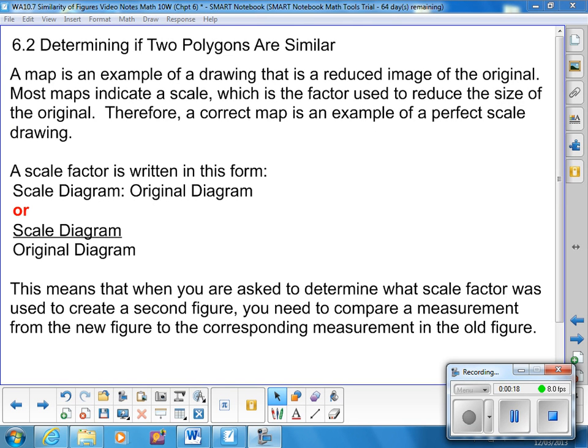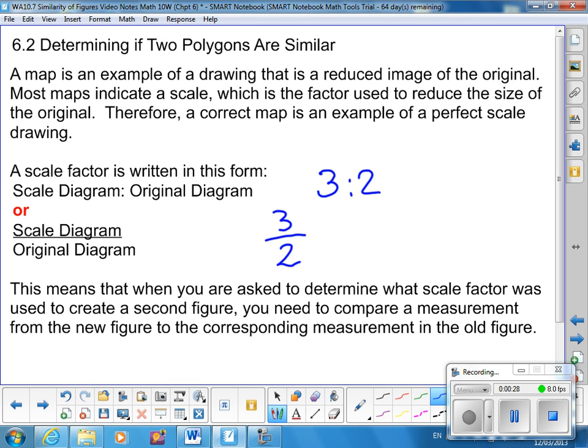A scale factor is written in the following form. Scale diagram to original, so we could write it 3 to 2 with a colon between, or scale over original as a fraction. This means when you are asked to determine what scale factor was used to create a second figure, you need to compare the new figure to the old figure.